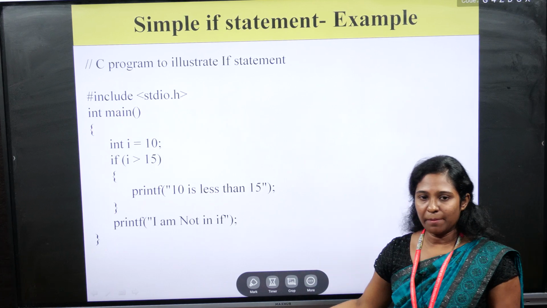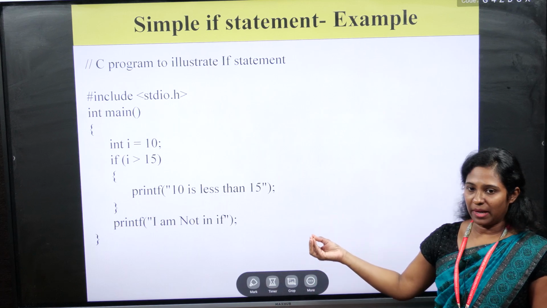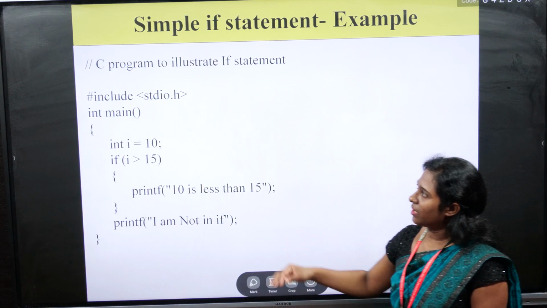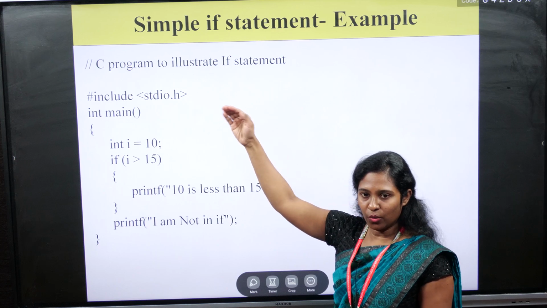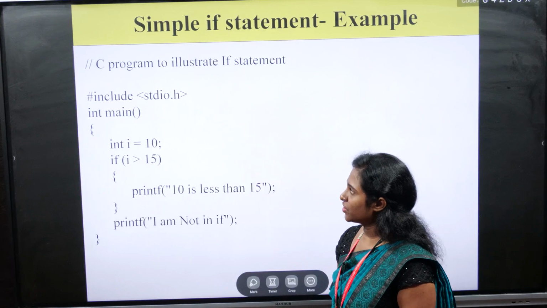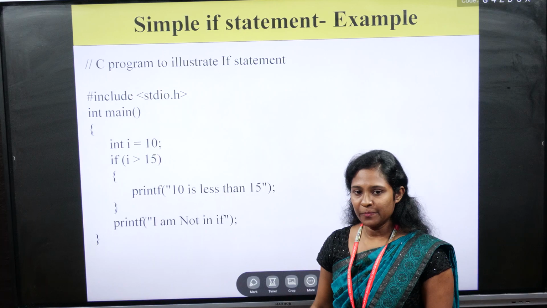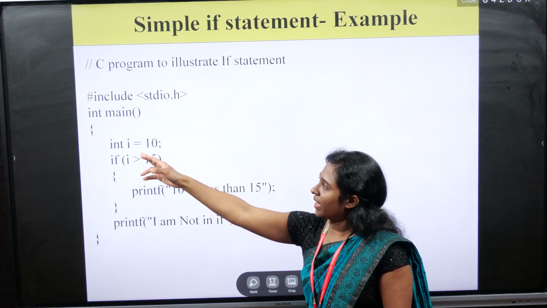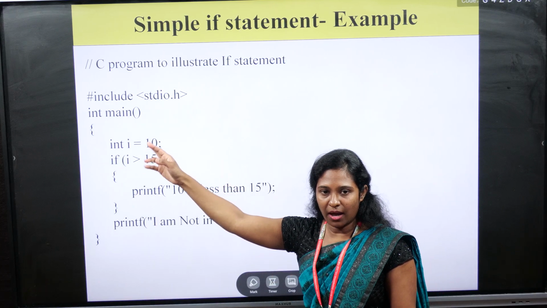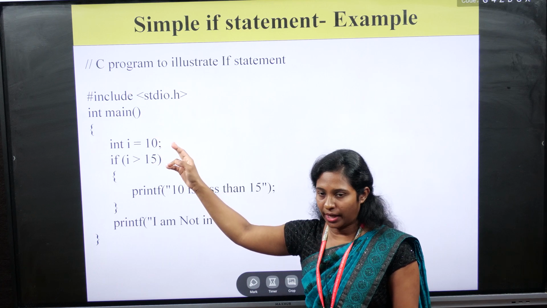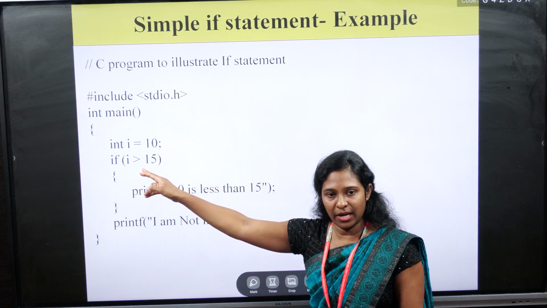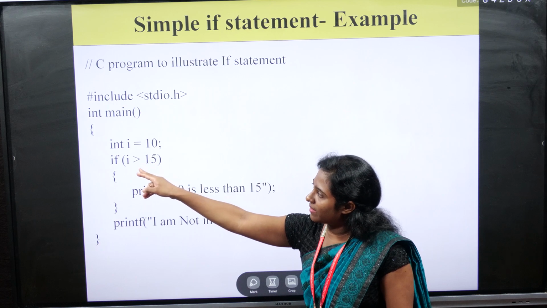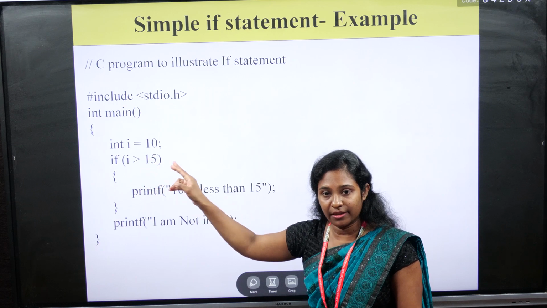This program is a simple C program which explains a simple if condition. Firstly, we include the header file stdio.h, then we open the main function. Inside the main function, we have declared an integer variable I and initialized it to 10, and then we open a simple if condition which checks whether that I value is greater than 15.